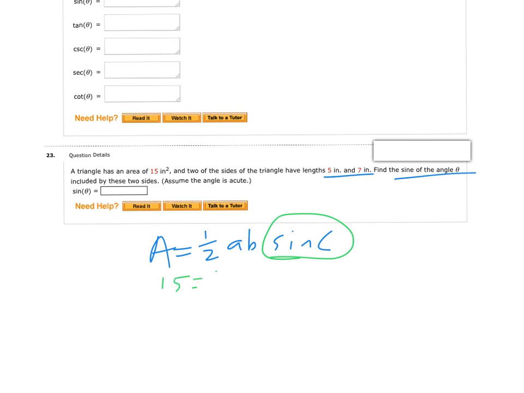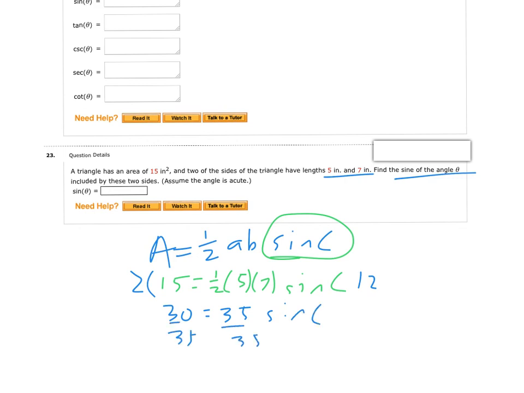So I'm going to say 15 equals 1/2 times 5 times 7 times sine of C. I'll go ahead and multiply the 2 over to this side. So I get 30 equals 35 sine of C. And I'll divide by 35. And so I get sine of C equals, I'm going to reduce that to 6/7. And so that's actually my answer. Sine of C equals 6/7. You can see once again, they're not asking you for theta. They're not asking you for C. They're asking for the sine of C.